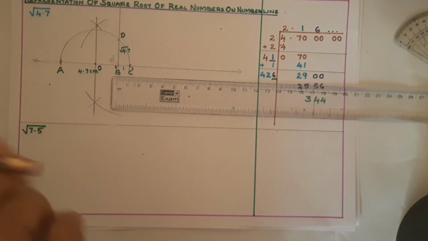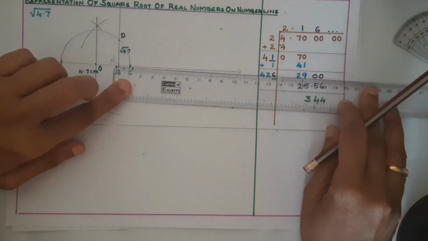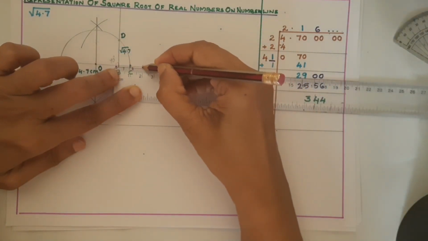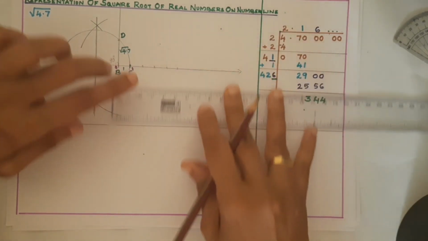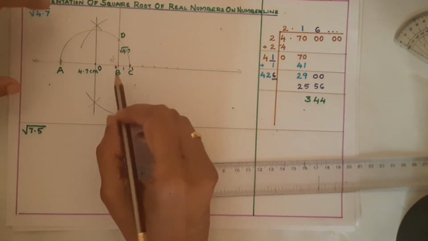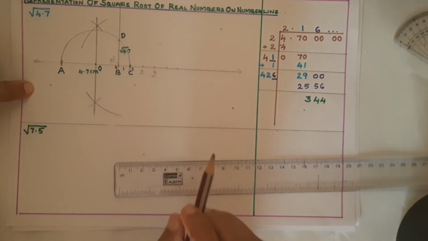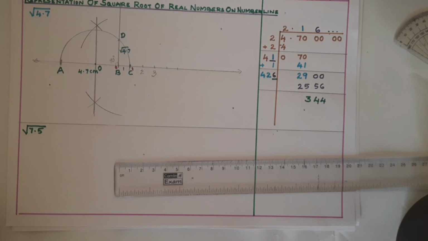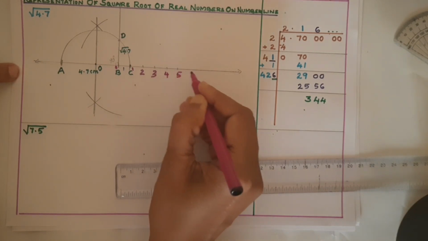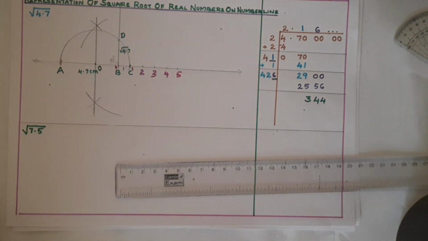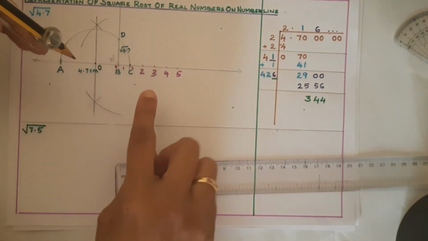Now you have to mark the number line correctly here. Keep the scale 0 position at B. Then 1 centimeter, 2, 3, 4, 5 centimeters, etc. And we can mark this as 0, 1, 2, 3, 4, 5, etc. So we got the number line here, and we have to get the position of square root of 4.7 on the number line.